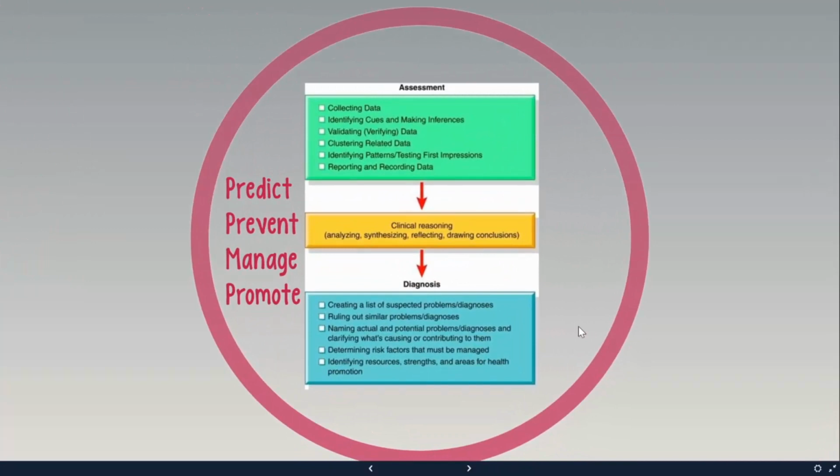We've already done the assessment portion, in the green and the yellow portion, where we were drawing conclusions about Miss Carla Tompkins. We clustered our data, we drew the lines, and we said there were three diagnoses that we thought could be a problem for her. Now we're going to start actually working with the diagnoses. We're going to create a list of suspected ones, which we did, rule out any that we think are not important at this point or are similar problems, and start to name them and validate them.